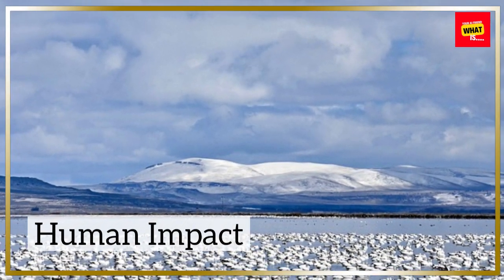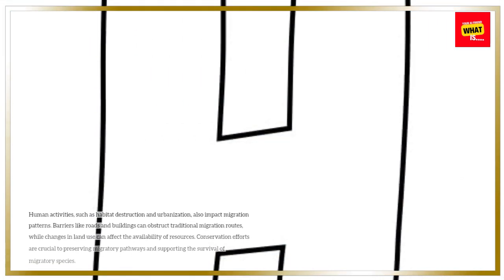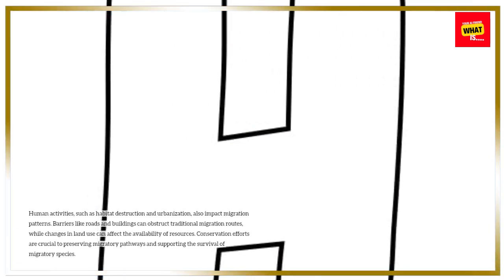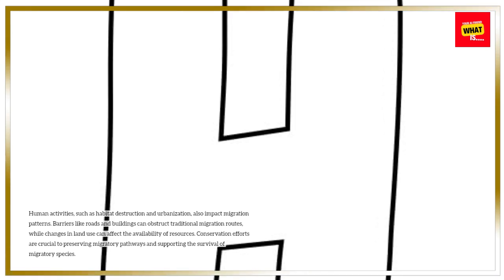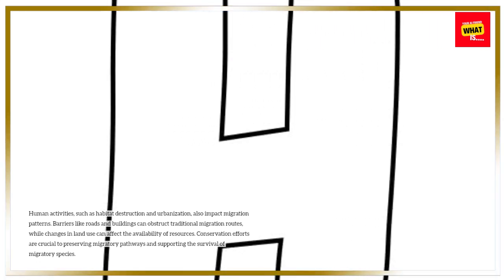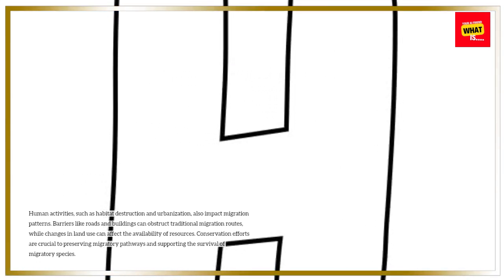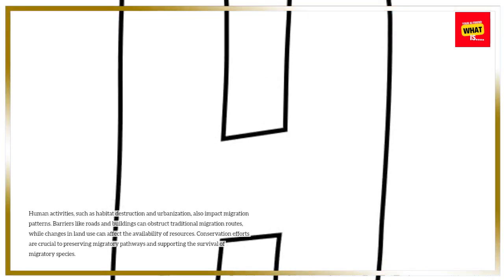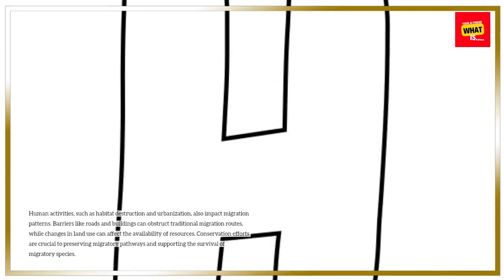Human impact. Human activities, such as habitat destruction and urbanization, also impact migration patterns. Barriers like roads and buildings can obstruct traditional migration routes, while changes in land use can affect the availability of resources. Conservation efforts are crucial to preserving migratory pathways and supporting the survival of migratory species.